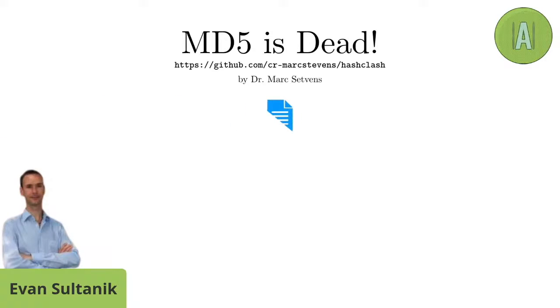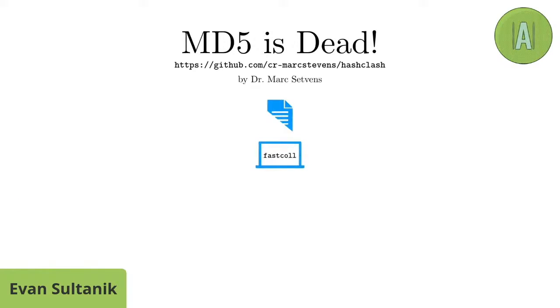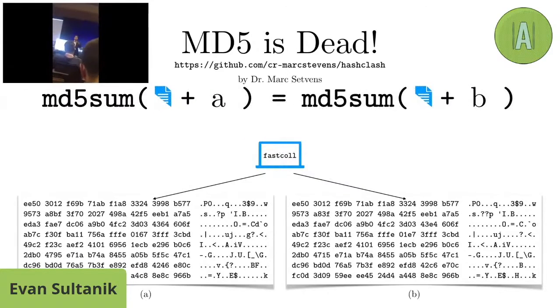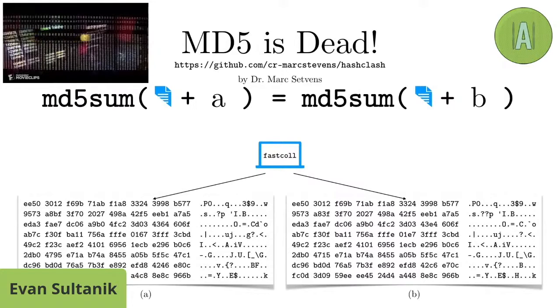So what you can take is a file or a prefix to a file. You can submit the file to fastcoll, and it will emit two 128-byte suffixes that have a few interesting properties. The first property is that if you append each of those suffixes to that prefix that you initially submitted to fastcoll, they will have the same MD5 sum. But those two suffixes, A and B, are actually different.